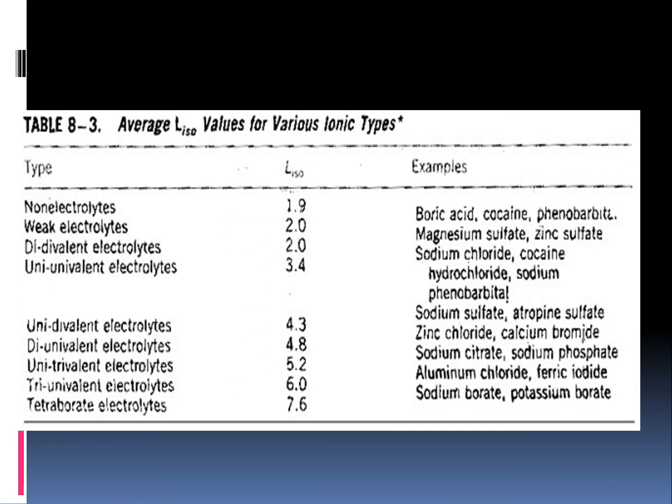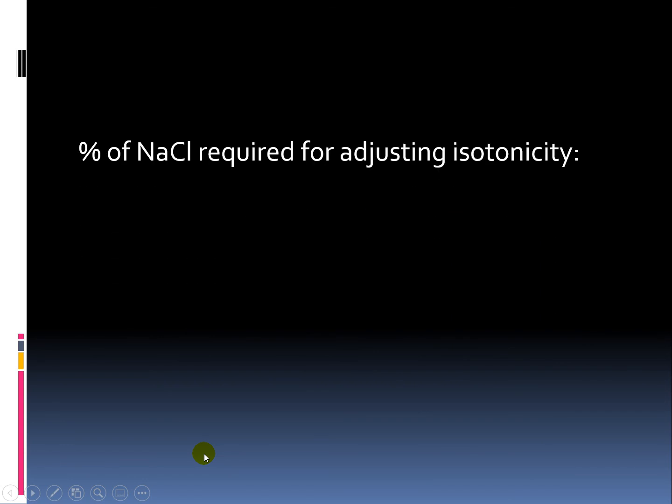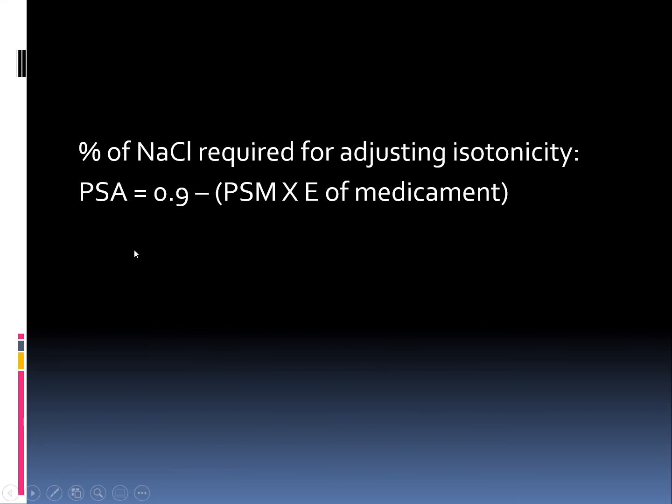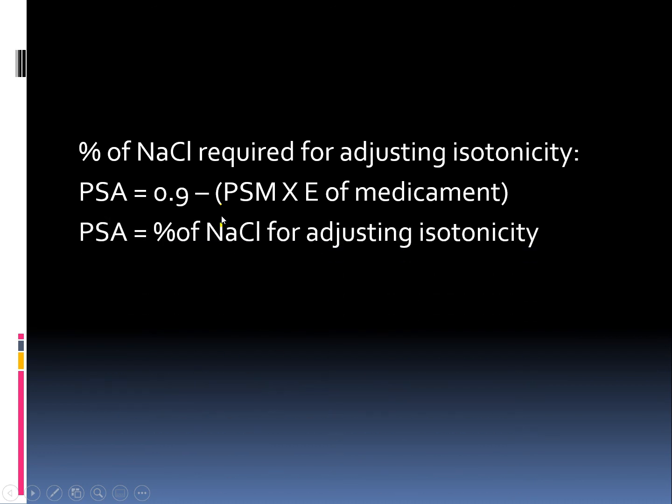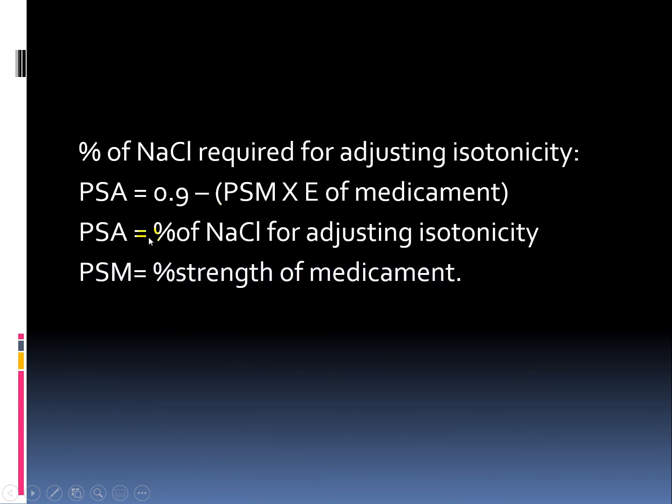Now see, the L-iso values for some of the substances are given in the table. For non-electrolytes it is 1.9, for weak electrolytes it is 2, for uni-divalent electrolytes it is 4.3 and so on. So the percentage of NaCl required for adjusting isotonicity we can calculate from this formula: 0.9 minus PSM into E, that is the equivalent value of the medicament. PSA is the percentage of adjusting substance, PSM is the strength of the medicament, and E is the equivalent value.